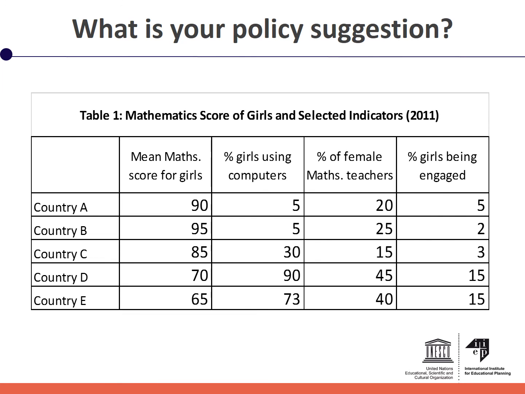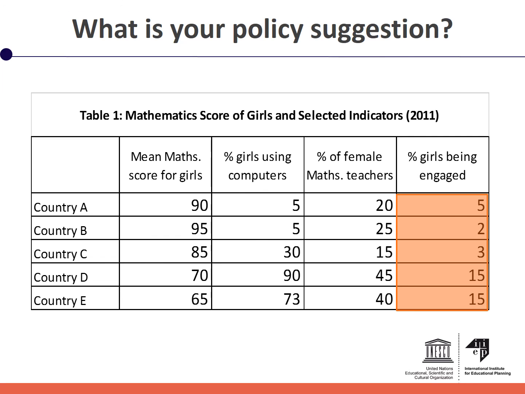Here are some selected indicators including girls' achievement and their learning environment. It illustrates that girls in countries A, B, and C had higher mathematics scores than countries D and E. When examining the computer availability, girls in the high-achieving countries had lower percentages than the lower-achieving countries. When it comes to the proportion of female teachers, the lower-achieving countries yielded higher proportions for the female teachers. Finally, the girls' engagement was higher in the low-achieving countries.